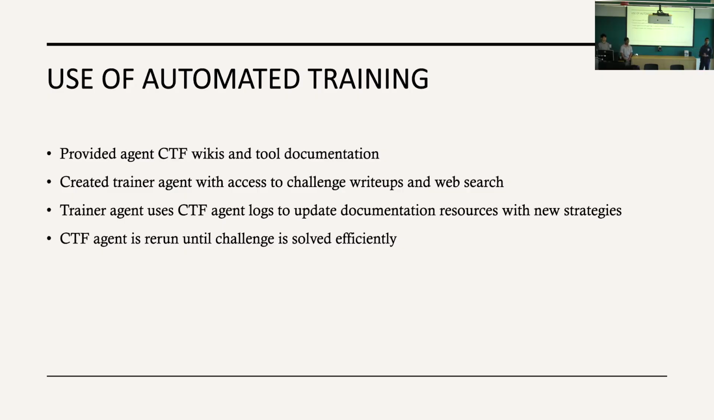Why wasn't this able to solve a challenge? Or why did it take a few detours and was inefficient in solving a challenge? This trainer agent would have access to the internet, so it could look up new strategies. It would have access to write-ups for a challenge, so it could see the intended solve. And from there, it could make edits to the agent.